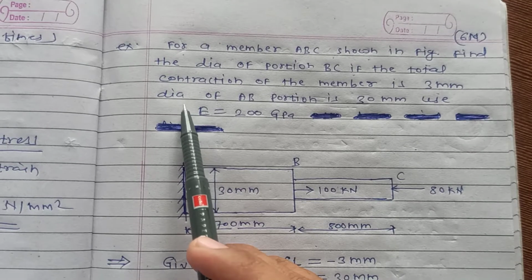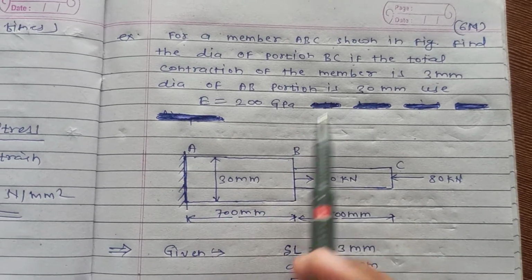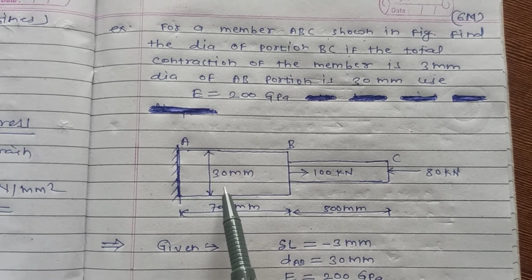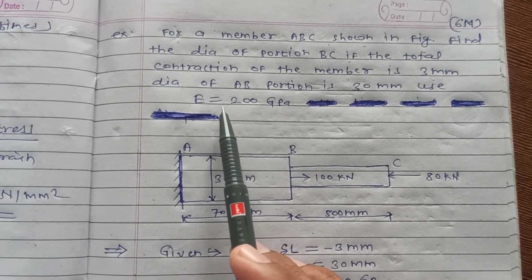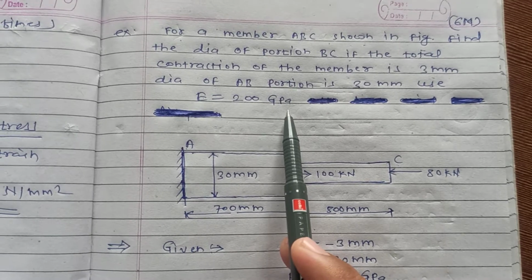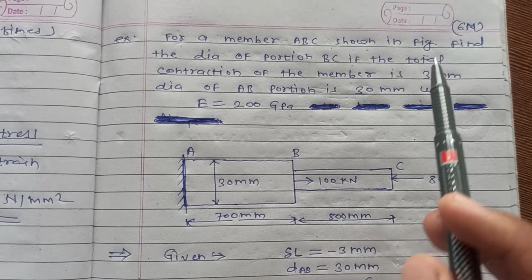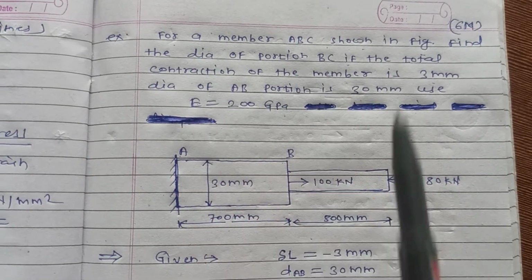The diameter of the AB portion is 30 mm. Also we have been given the diameter of this AB portion, that is 30 mm. Use capital E equal to 200 gigapascal. So this is the problem statement. We have to find out the diameter of portion BC.